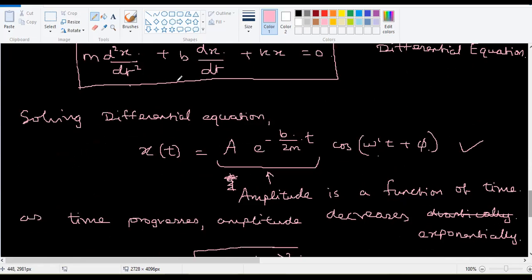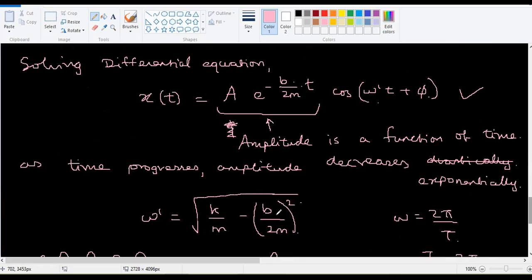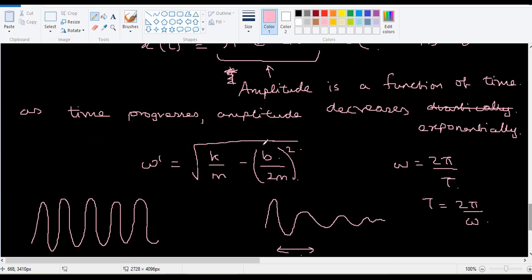When you solve it, they didn't give you the method because it comes in college level mathematics. So when you solve it, you will be able to get an equation something like this. What this means is the amplitude is a function of time. And omega dash is kind of getting something like this.